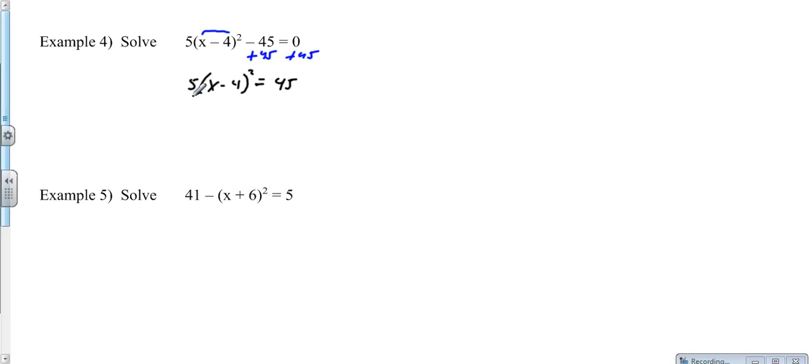Again, we have to isolate that parentheses with the square, so I have to get rid of the 5 by division. Alright, now I'm not going to add 4 yet because that's inside the parentheses and I can't get to that yet. So I need to undo the square first so that I can actually get to the minus 4. That will give us x minus 4 equals, now again, a plus minus 3.